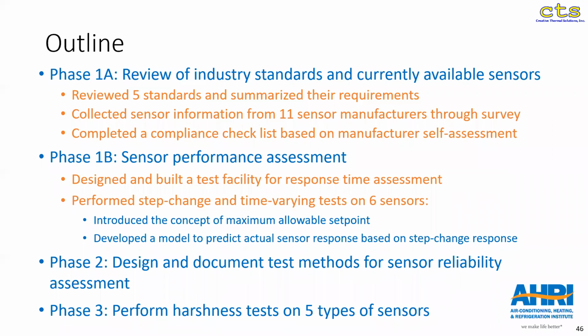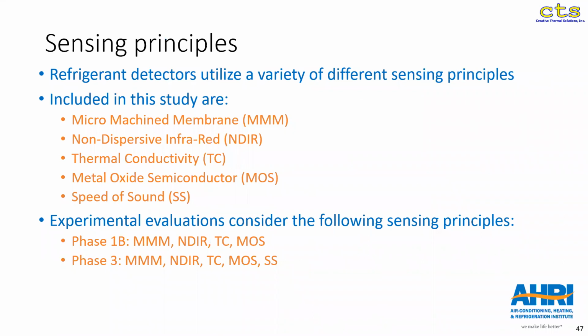Then we compiled what we call a sensor information checklist that was based on these standards requirements that we then sent to sensor manufacturers for self-assessment of their products that are available. And then we were able to check basically the requirements of the standards against the responses we got from the manufacturers and saw where there's already good overlap versus where we still have some need maybe for further development and refinement. Phase 1B was, no, sorry, go back please.